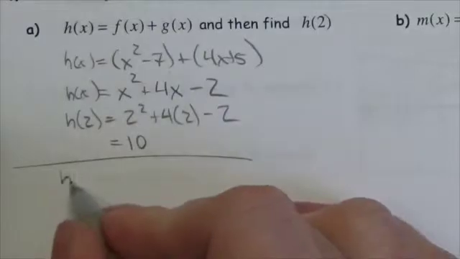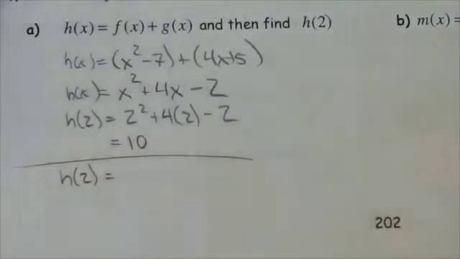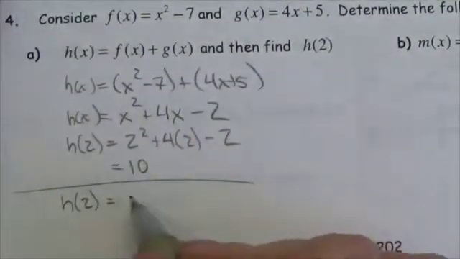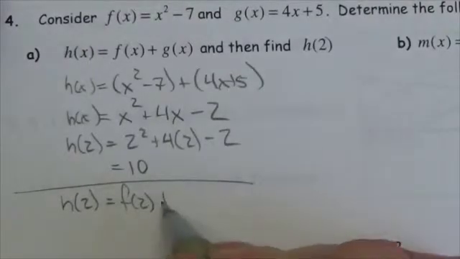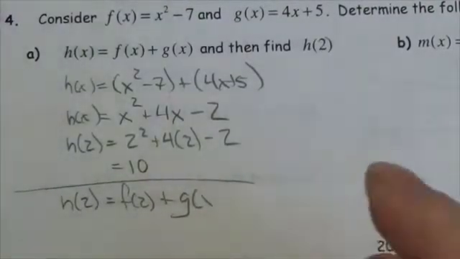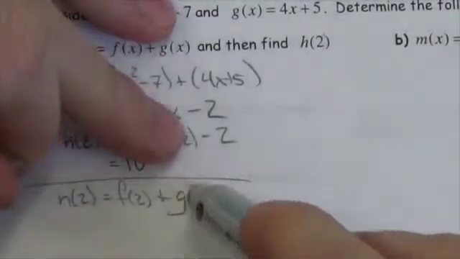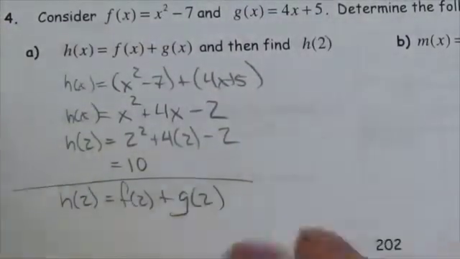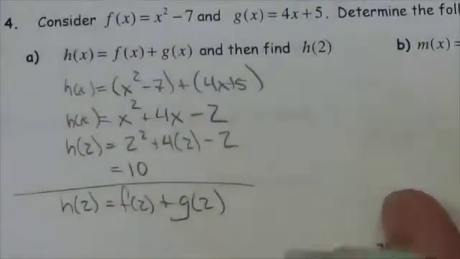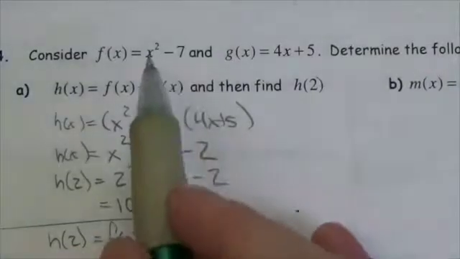Another way that we could do this is to understand that h of 2, because h is the sum of those two, is going to be f of 2 plus g of 2. Well, I don't know why I wrote it like that. I wanted to put an x there. Now, with that in mind, I can go back up to here and plug 2 into this.